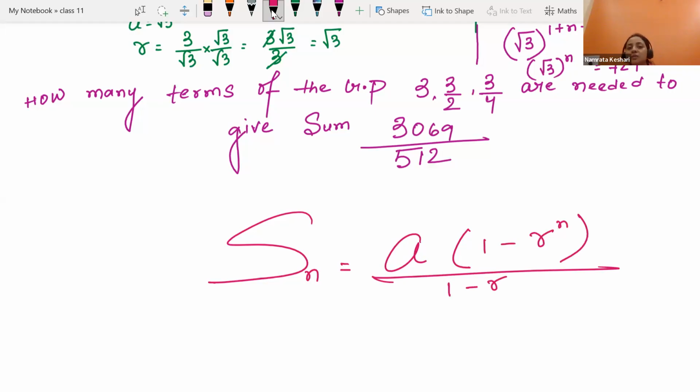So how many terms of this GP? The GP is already given to you. You know the first term. Please find the common ratio.